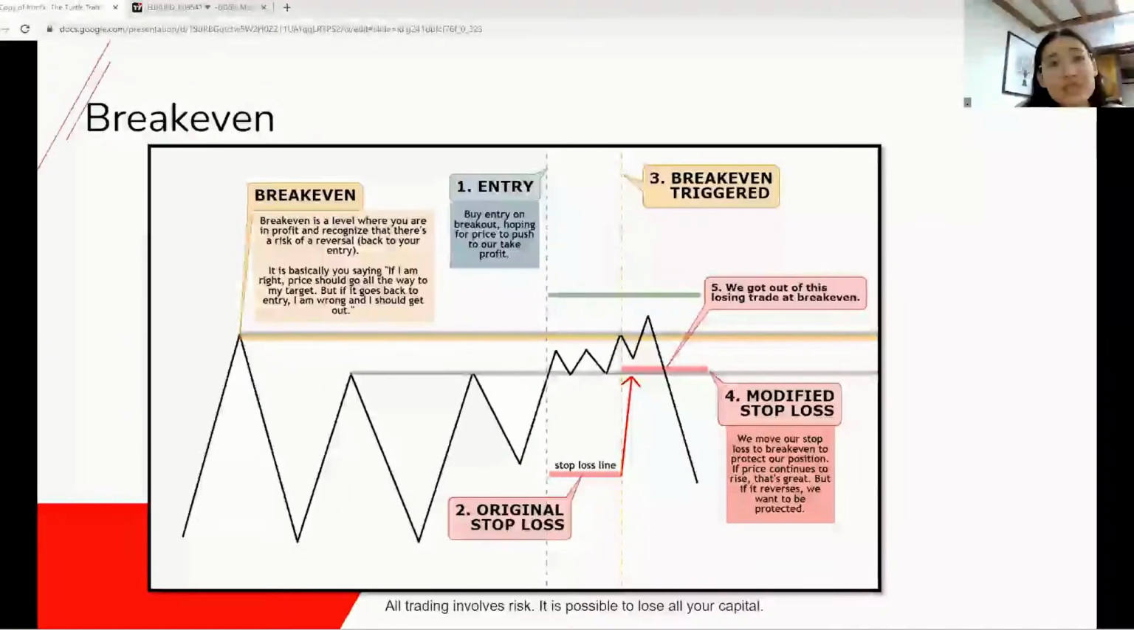Here we have our entry firstly, which is the blue dotted line. Buy entry on breakout, hoping for price to push to our take profit. So the gray highlighted area here is a double swing high resistance. And you can see price has broken out of this resistance. So we're expecting it to continue to rise and head towards our take profit. And our take profit is over here at this green area.